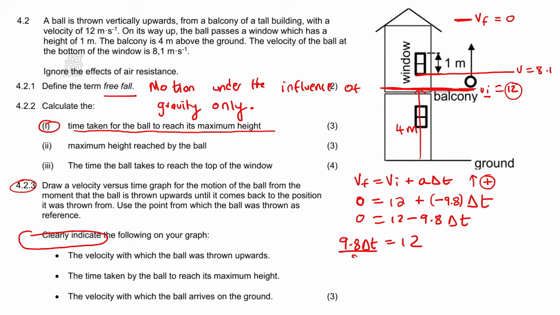And now it's just a matter of dividing both sides by 9.8, so we can get delta t by itself. And to 2 decimal places, we end up with 1.22 and then seconds. Okay, so we'll put here 1.22 seconds.